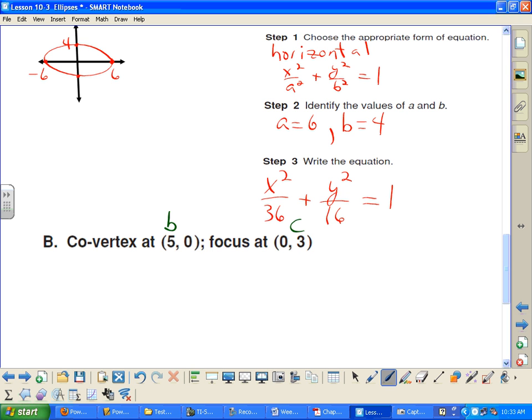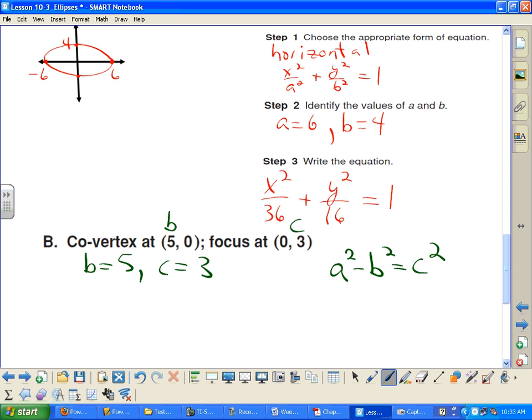So we have to use that relationship that A squared minus B squared equals C squared. We're going to have to use that to find the value of A. So I know that B is 5 and C is 3. Okay, so which way does this open? Or which way does it stretch, horizontally or vertically?